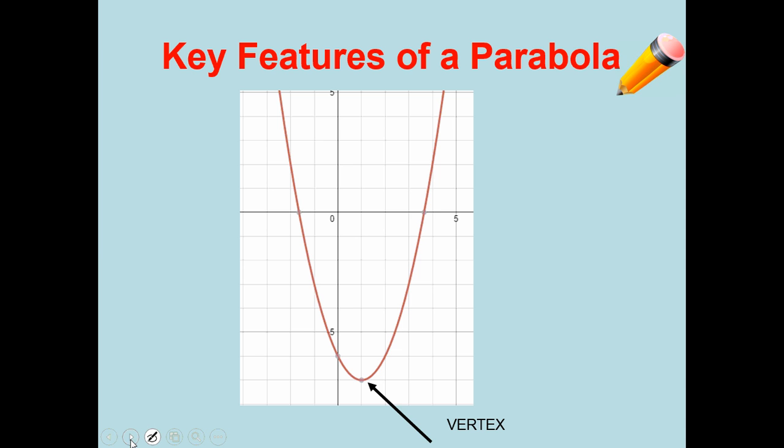except now we're talking about a parabola or a quadratic equation. Also, these graphs will likely have x-intercepts. They sometimes are called roots or zeros. Now, not all parabolas have an x-intercept, but many of the ones we're going to look at will.